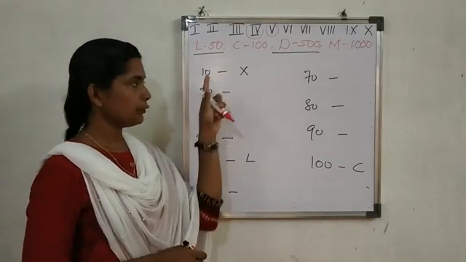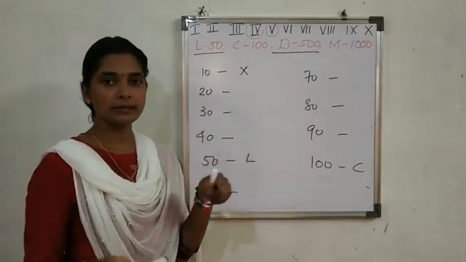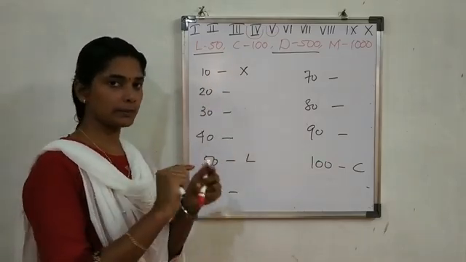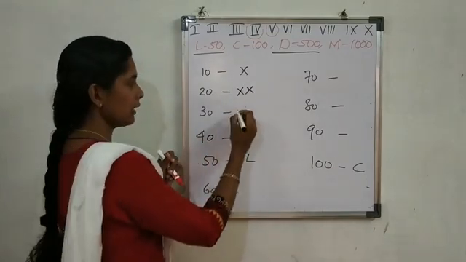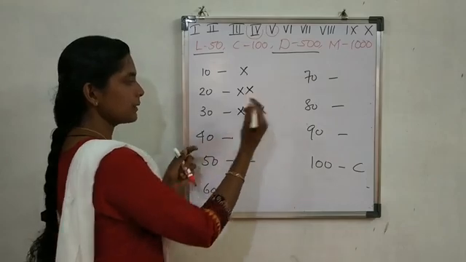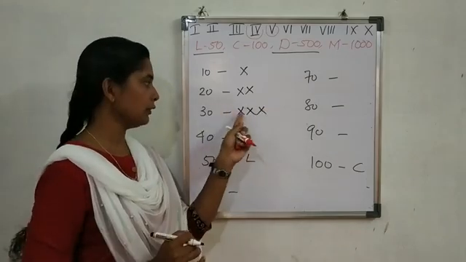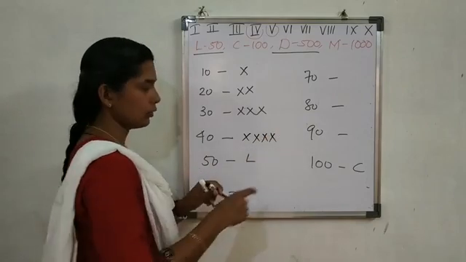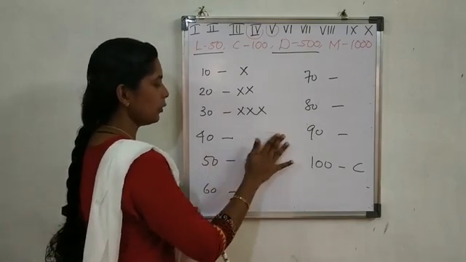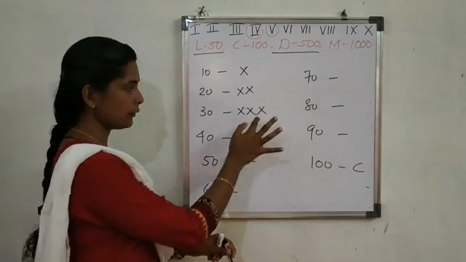10, that we know, is X. Then 20 means we have to repeat 10 two times, 10 plus 10. That is 20, double X. 30 we can write by repeating a symbol a maximum of 3 times. Then 40, if you write X 4 times, that is wrong. We can't repeat a symbol more than 3 times. So up to 30 it is finished.